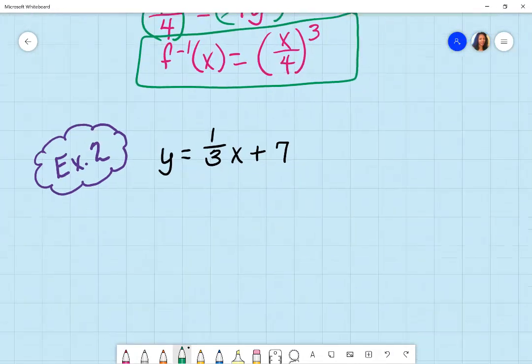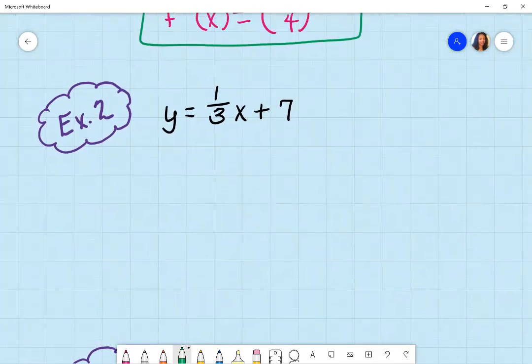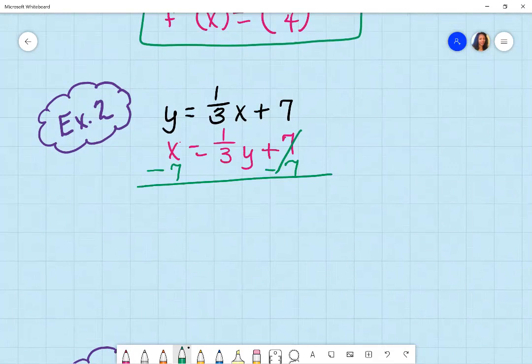The second one, we're doing the same thing. We're going to start off by swapping your x's and y's. So x is equal to 1/3 y plus 7. Get rid of the constant by taking the inverse. That means I'm going to subtract 7. That will cause it to be 0. x minus 7 is equal to 1/3 y.